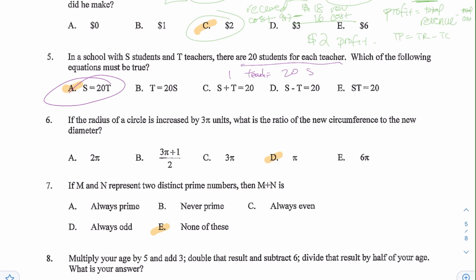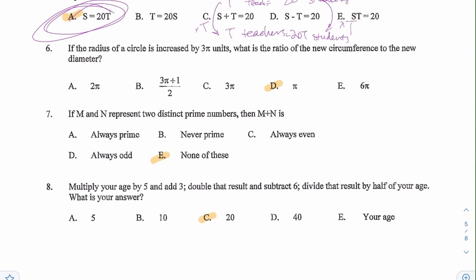Because you have t teachers, that means you have to multiply by t on the left. So then you have to multiply the students by t as well, and that would be 20t students. And that means that students equal 20 times t.